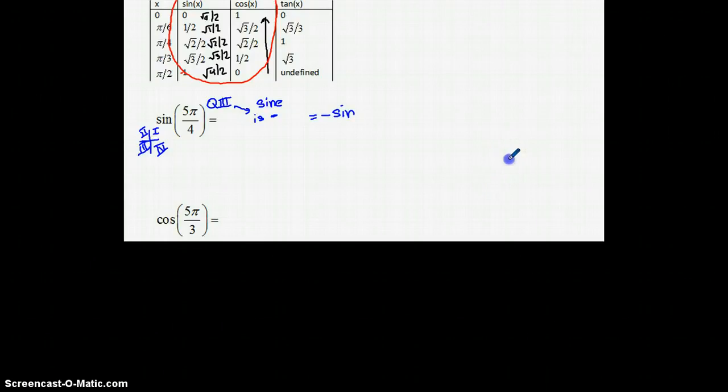Now what's the reference angle? Well, it's third quadrant, so we're going to subtract pi from 5 pi over 4. So the reference angle is going to be pi over 4. This is the reference angle. And again, I showed you how to find these in a different video. Now comes a part where you have to know what's in this chart. Sine of pi over 4 is square root of 2 over 2. So negative sine pi over 4 is just negative square root 2 over 2.